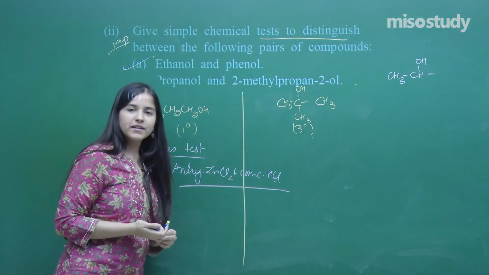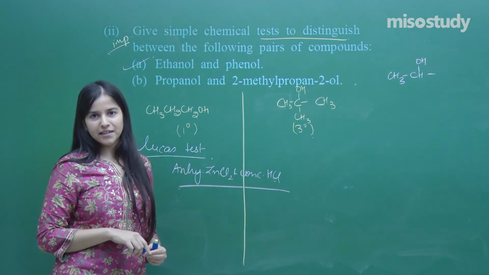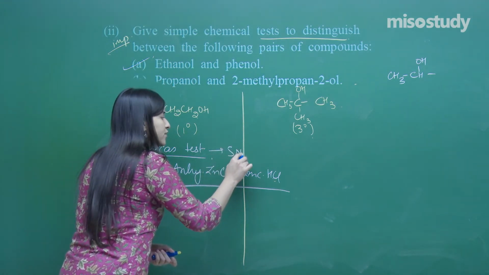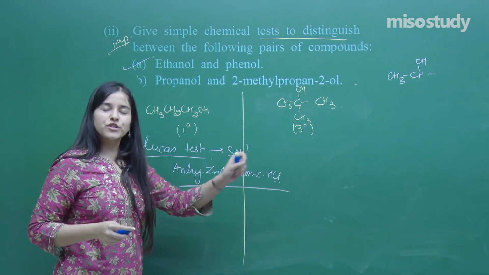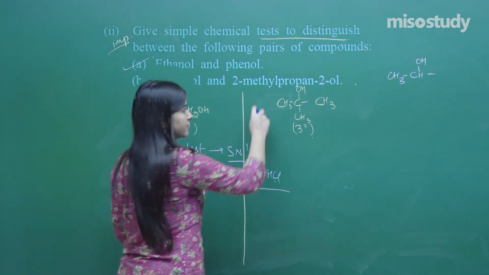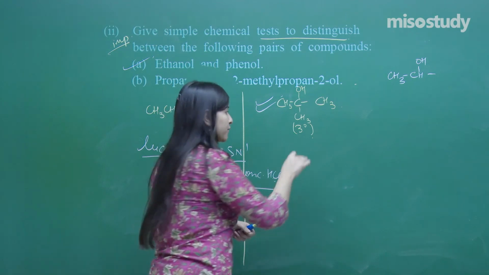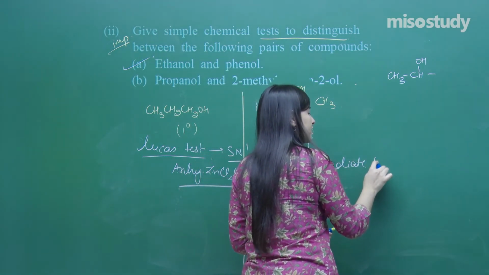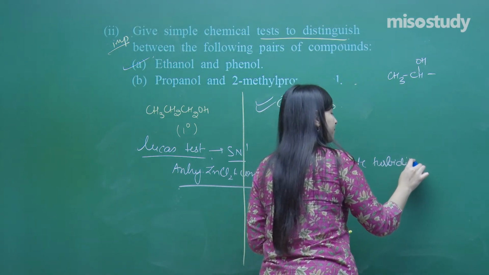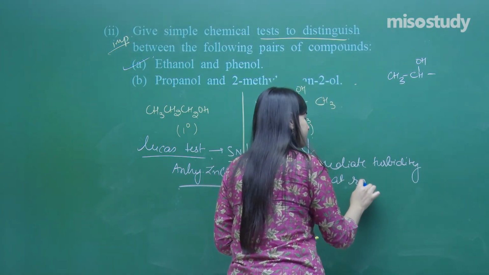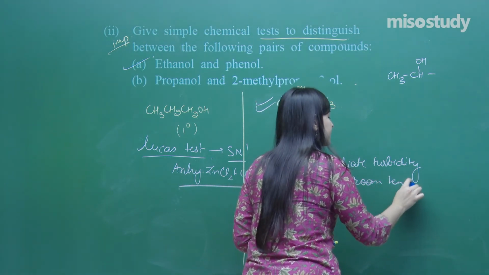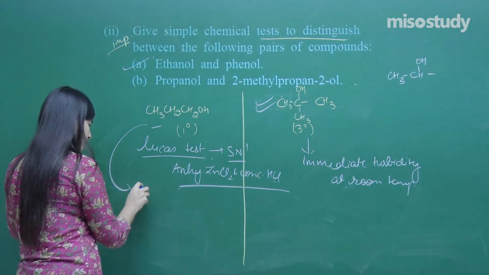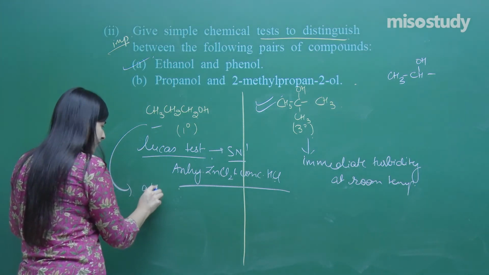And which one will give immediate turbidity? Here the mechanism followed is SN1, we know this. SN1 favors the carbocation formation. Which carbocation will be formed very easily? Here, the tertiary one. So it will give immediate turbidity at room temperature. Whereas this one will give turbidity after heating.